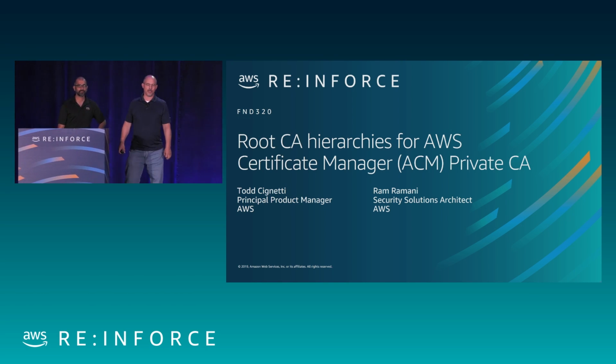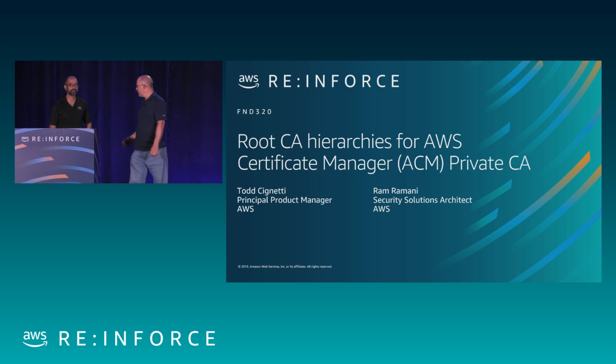My name is Todd Signetti and I have with me Ram Ramani. And this is session FND320. We're going to be talking about ACM Private CA, root CA hierarchies for AWS Certificate Manager Private CA. That's quite a mouthful, I know.